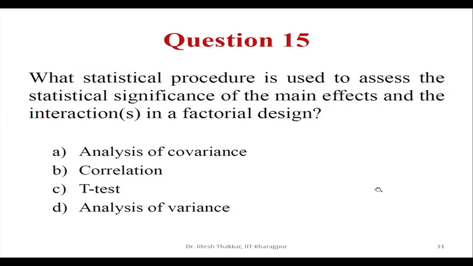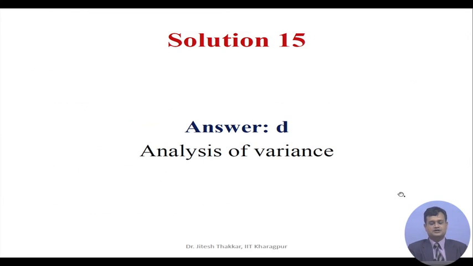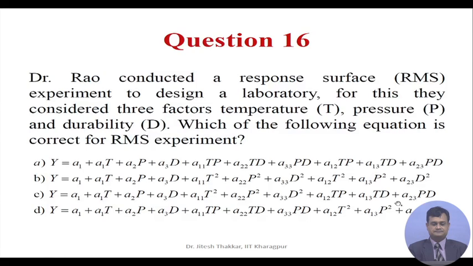Question 15. What statistical procedure is used to assess the statistical significance of the main effects and the interactions in a factorial design? A, analysis of covariance, B, correlation, C, t-test, and D, analysis of variance. So, the correct answer is D, that is analysis of variance.